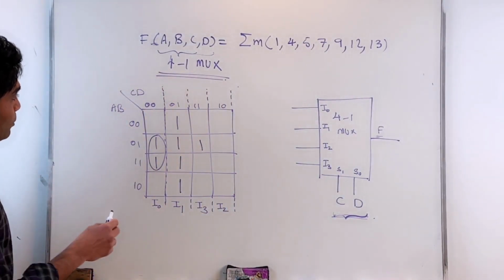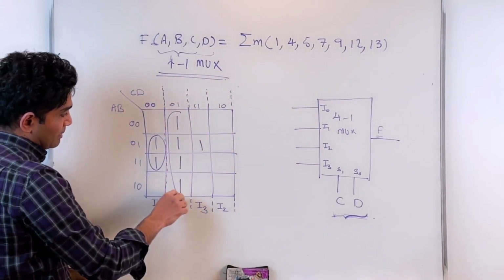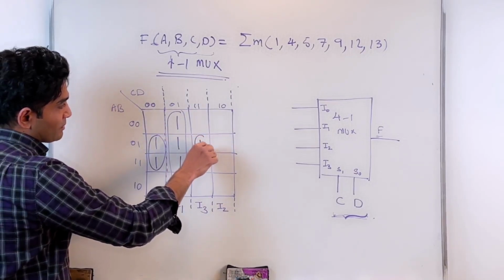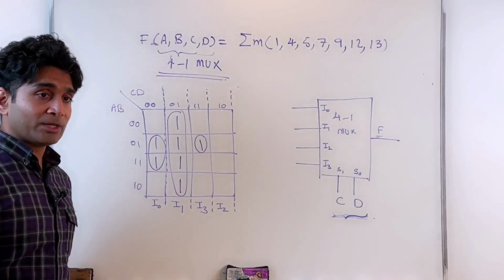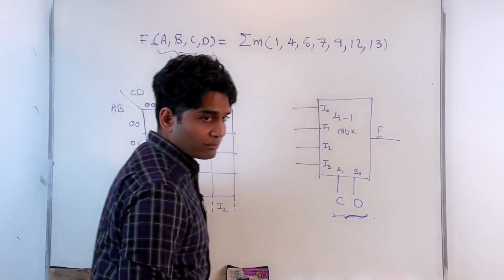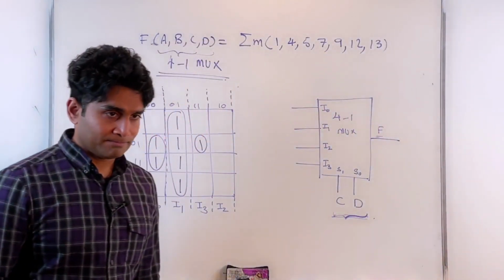Okay, and now here I have 4 adjacent cells, combine them into a single combination. Here I have 1 adjacent cell. Here I have no ones. What do I do? For 1, 0, this particular column, I don't have any ones. What would that product term correspond to then?